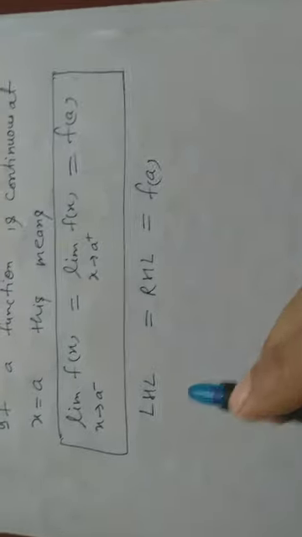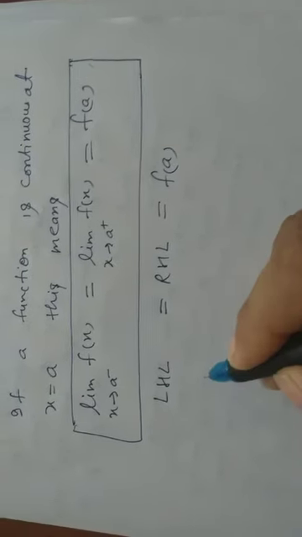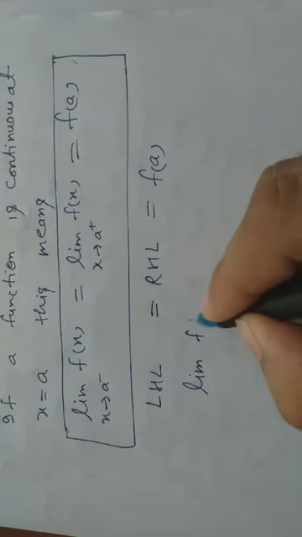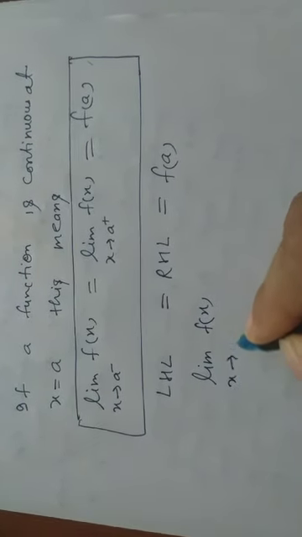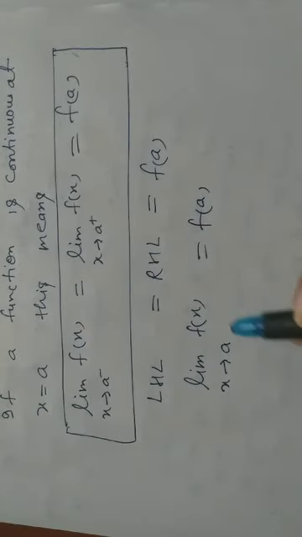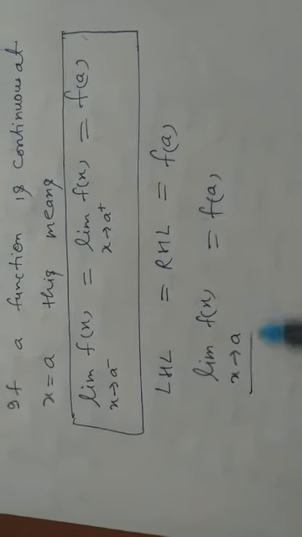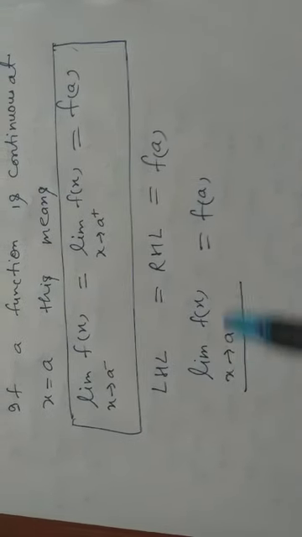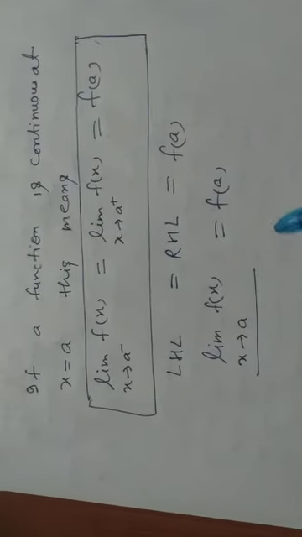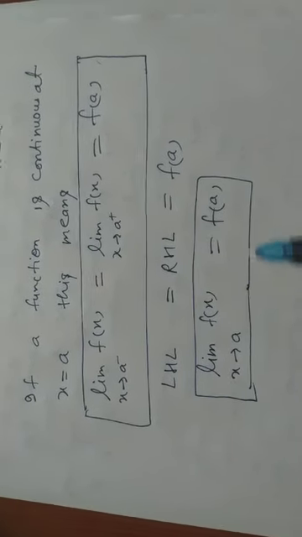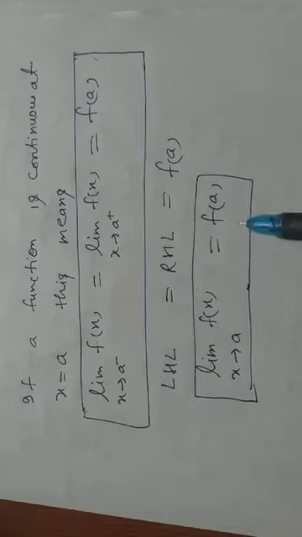So in short, we can write the limit of f(x) as x tends to a is equal to f(a). Here, the limit of f(x) as x tends to a exists when the function's left hand limit and right hand limit are both equal. So in short, we can represent the definition of continuity by this expression also.